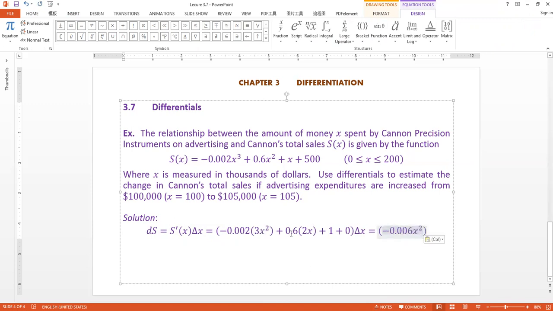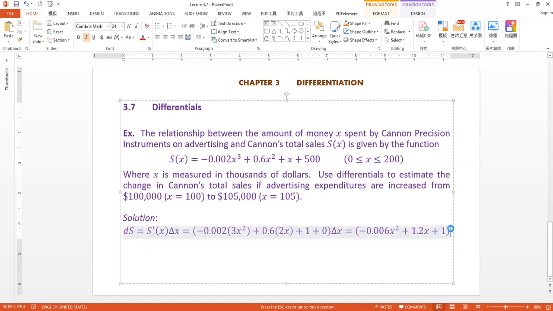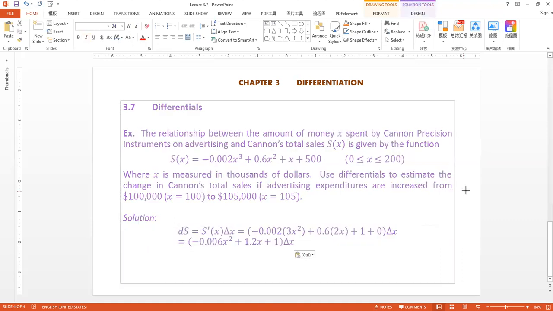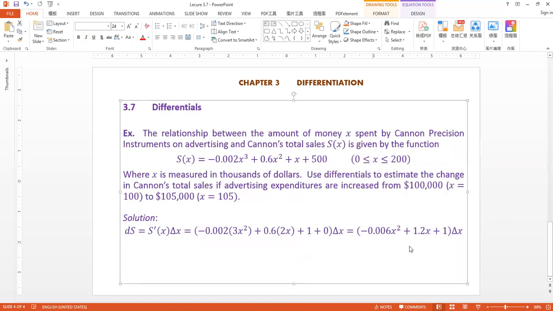And then we got 6.2 times 2, so that's 1.2 times x in the second term. And then plus 1 at the end. And that's the derivative. So we need to multiply by the increment in x. All right, so that's the differential.